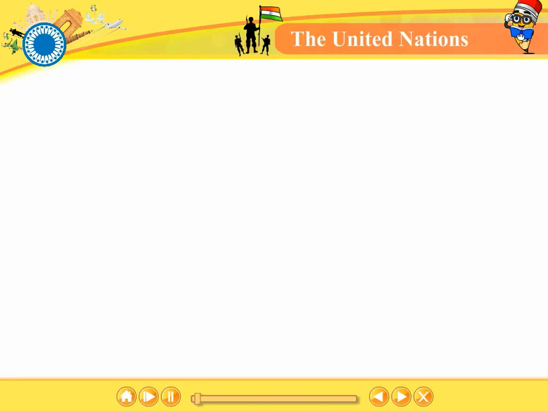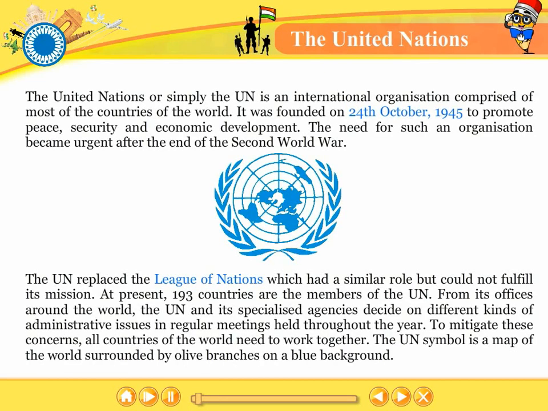The United Nations. The United Nations, or simply the UN, is an international organization comprised of most of the countries of the world. It was founded on 24th October 1945 to promote peace, security, and economic development. The need for such an organization became urgent after the end of the Second World War. The UN replaced the League of Nations, which had a similar role but could not fulfill its mission. At present, 193 countries are the members of the UN.